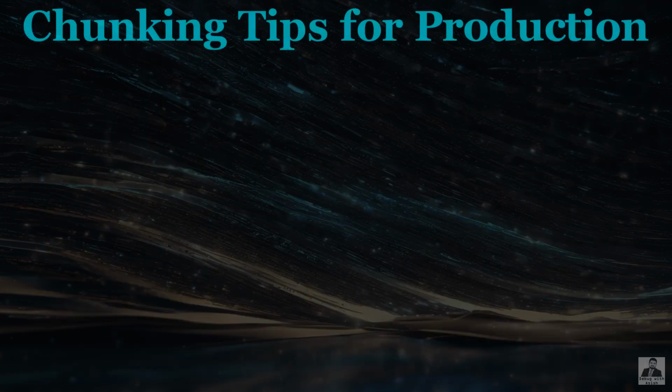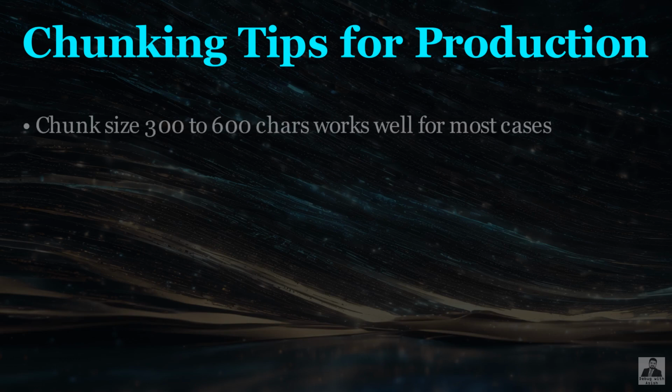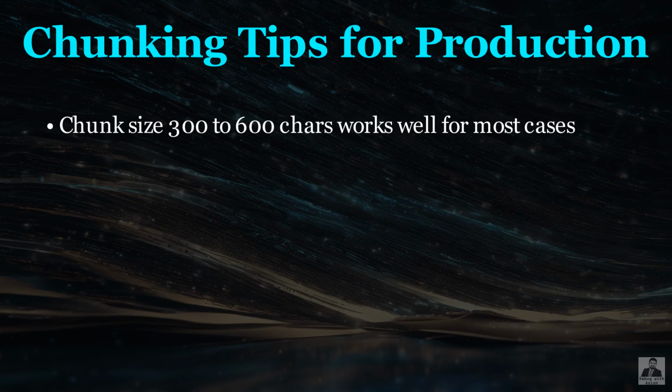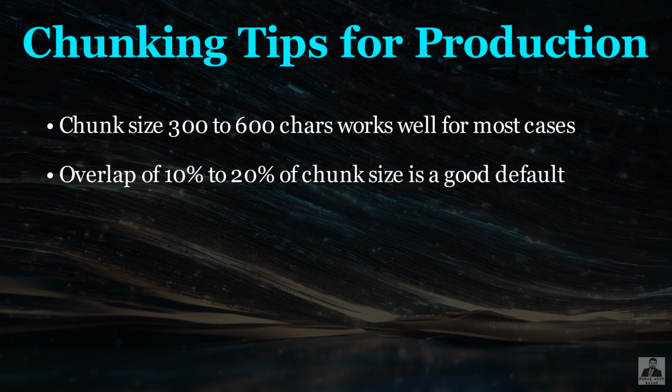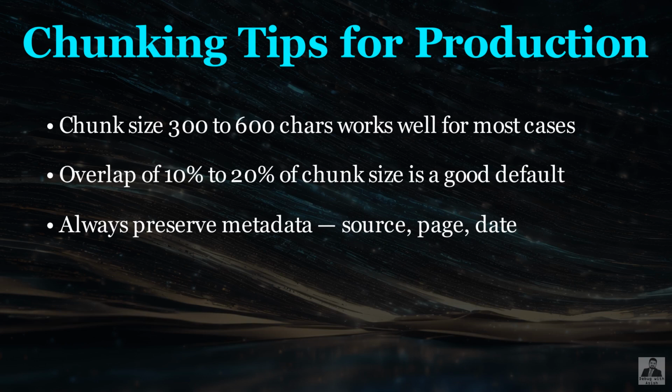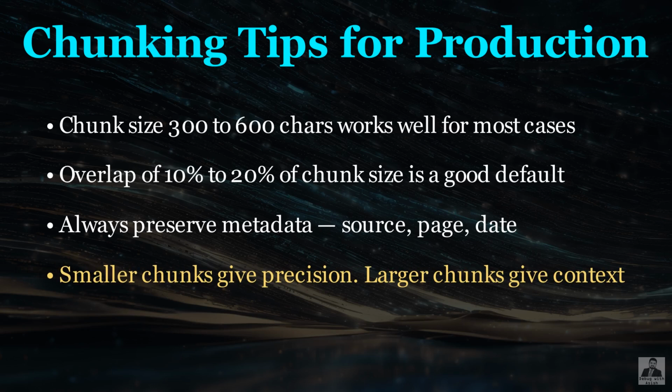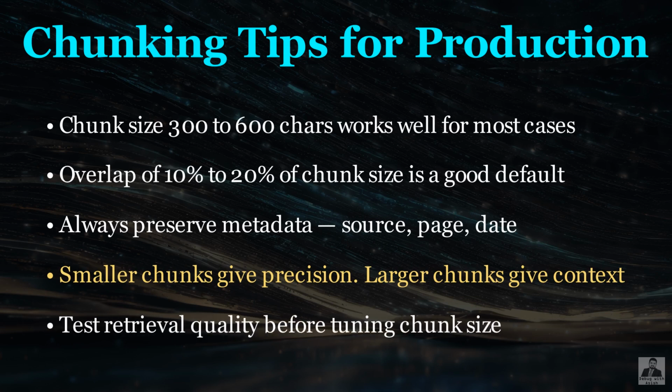A few production tips before we wrap up. A chunk size between 300 and 600 characters works well for most documents. Set your overlap to about 10 to 20% of your chunk size. Always carry metadata through to Chroma so you can trace where each answer came from. And remember, smaller chunks give you more precise retrieval but less surrounding context. Larger chunks give more context but weaker precision. Test both and measure before deciding.